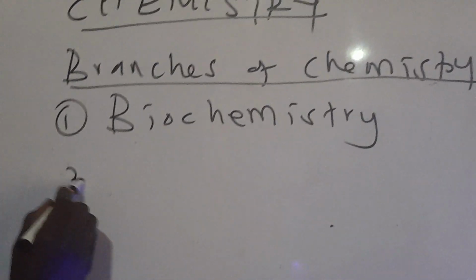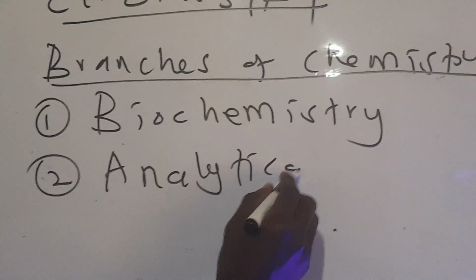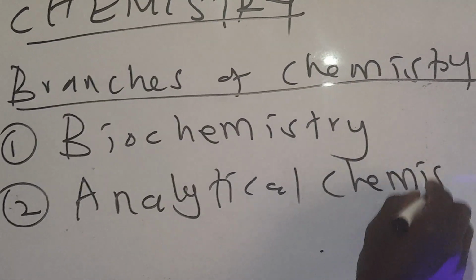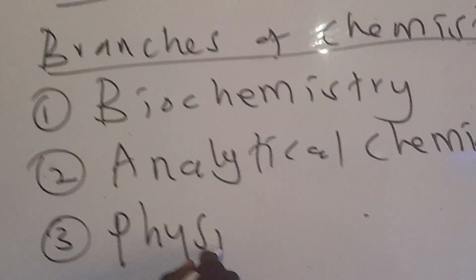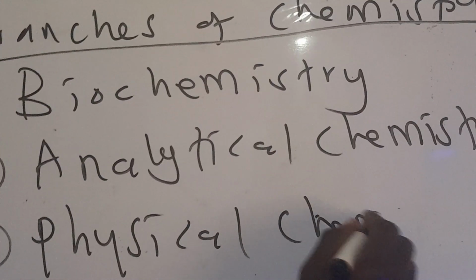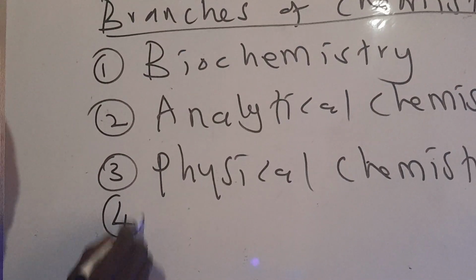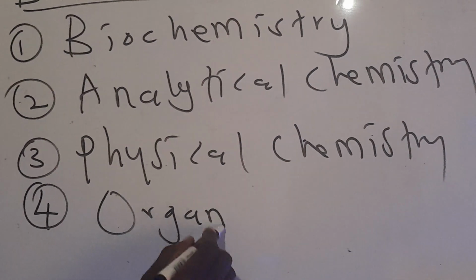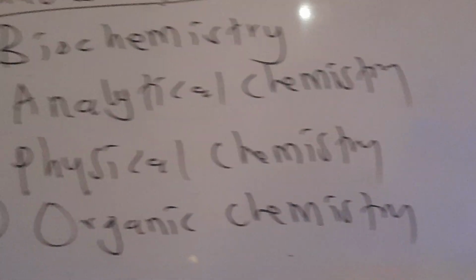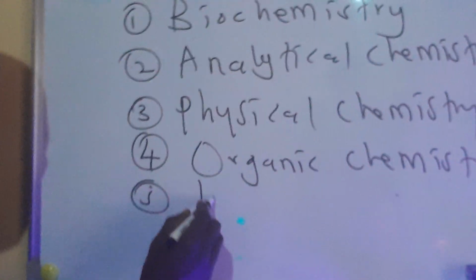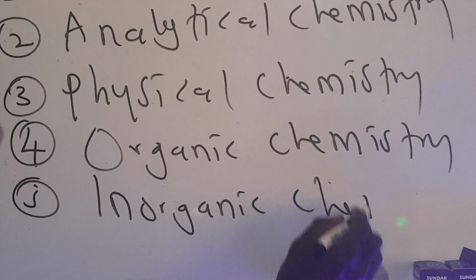Branch number 2, we have what we call analytical chemistry. Branch number 3, we have physical chemistry. Then branch number 4, we have organic chemistry. Then lastly, the last branch, that is what we call inorganic chemistry.